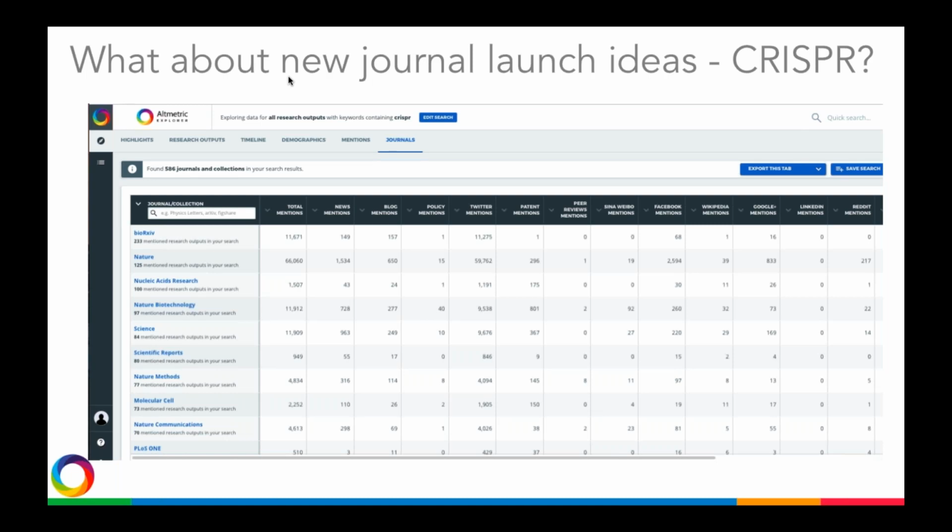The other thing is that all of these journals are getting a huge amount of attention. They look like they're doing really well in terms of visibility. This is definitely an area that I would want to look into a lot more deeply, either for a special issue or for a new journal. And you can see the bioRxiv has 233 research outputs in there. That is exactly where I would start to try and find the content that I would want to commission.